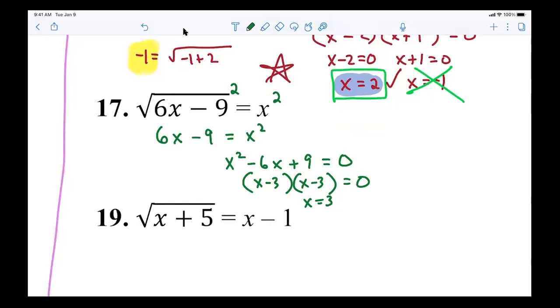Now, I always tell kids for square roots, you can have problems. So we want to plug 3 in. I'm plugging 3 in right here. What's 6 times 3? 18 minus 9. Square root of 9. Does that equal 3? Yes. All right. So is 3 okay? 3 is an answer. Very good.